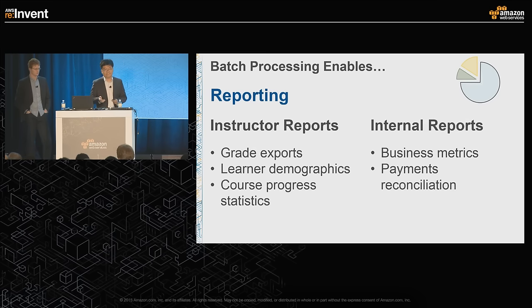Generating these reports is easy for 20 or 200 learners. It's very hard for 200,000 learners. We can't do that in 5 seconds, so we have to batch process them. Similarly, our finance, business development, and marketing teams want very up-to-date business metrics, and our payments team wants to do, say, payments reconciliation to make sure that we are getting the right product to the right people. Again, this is very easy when you have 1,000 learners. It's very hard when you have 100,000 learners or 1 million learners, for instance.